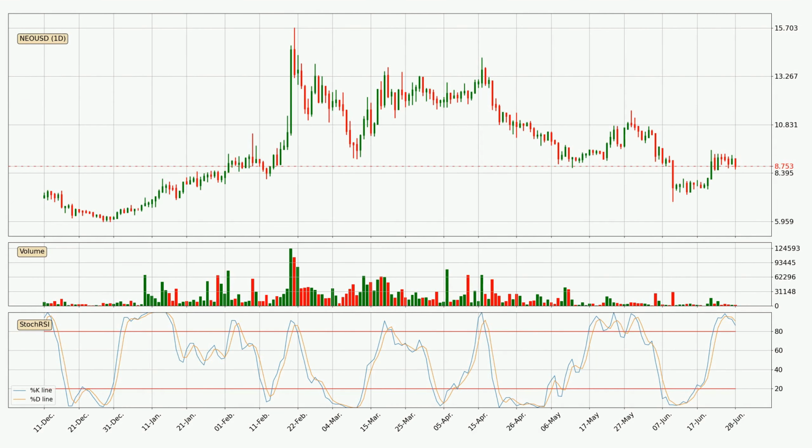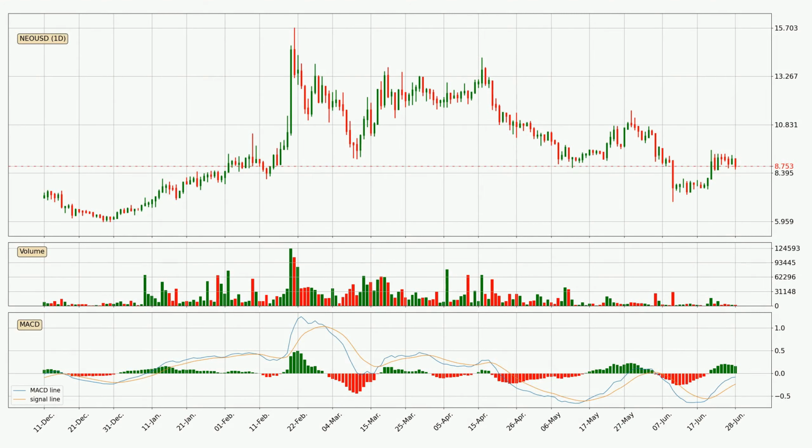Moving to the daily stochastic RSI, both the %K and %D lines are in the higher region, which means that the price is getting overbought, and soon a trend change, or at least some kind of consolidation, could be expected. The K line is below the D line, which shows that the trend has shifted to the downside.